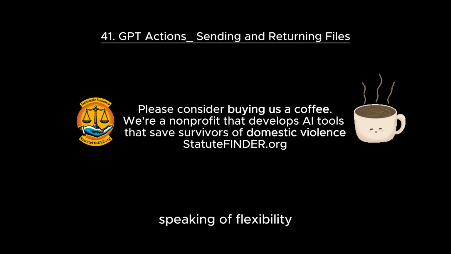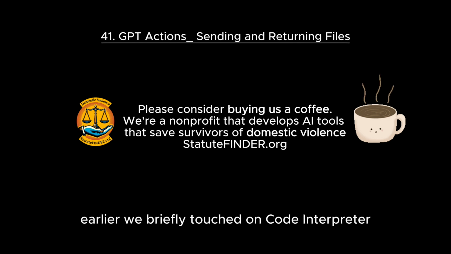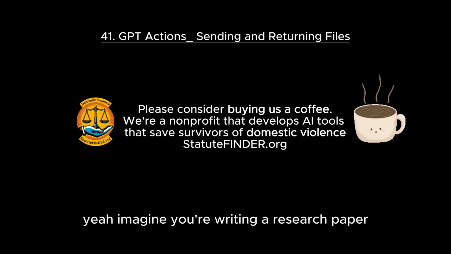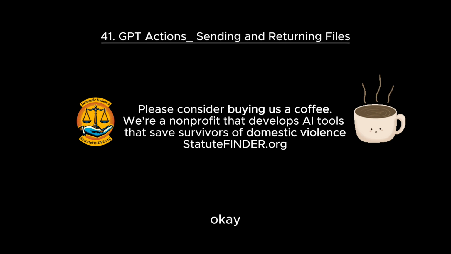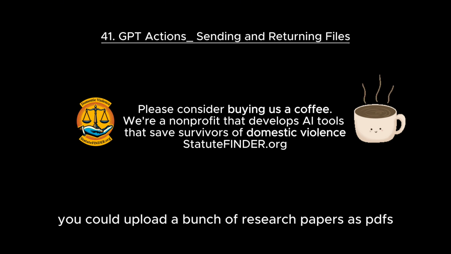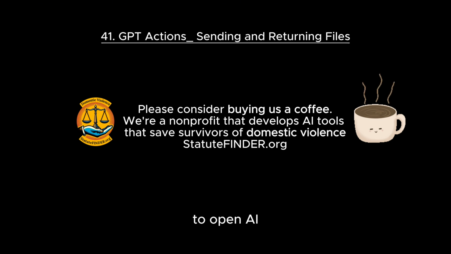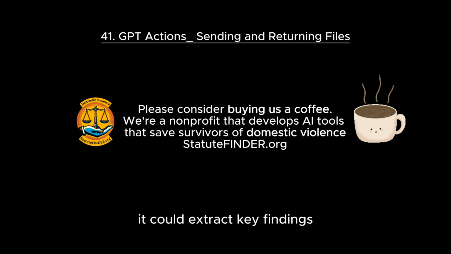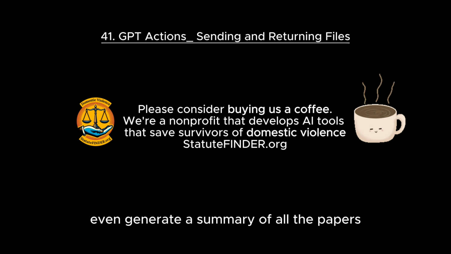Speaking of flexibility, earlier we briefly touched on code interpreter. You said it's like OpenAI can write and run its own code. That sounds incredibly powerful. Can you elaborate on that a bit? Yeah, imagine you're writing a research paper and you need to find relevant academic articles. You could upload a bunch of research papers as PDFs to OpenAI and then have Code Interpreter actually analyze them. It could extract key findings, identify common themes, even generate a summary of all the papers.